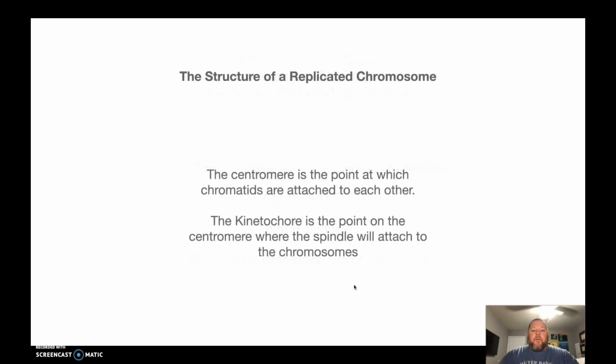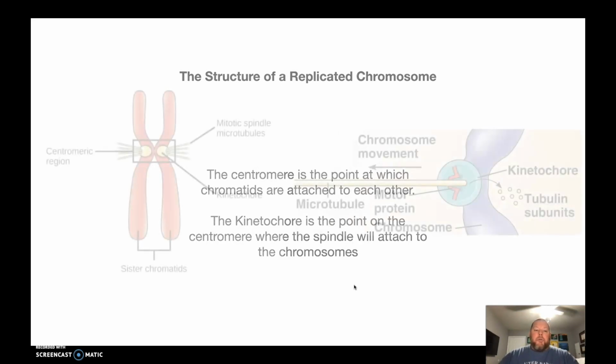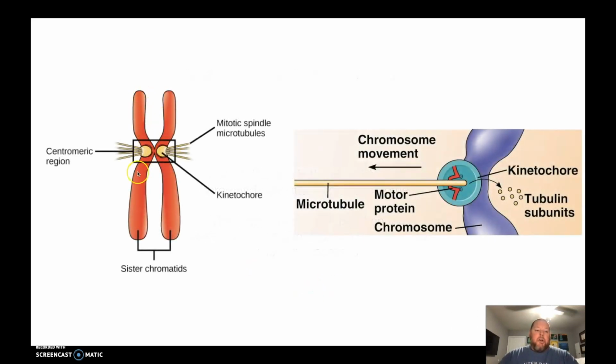Alright, so the structure of a replicated chromosome, you're going to have the centromere, the point at which the chromatids are attached to each other. And then the kinetochore is going to be the point on the centromere where the spindle fibers will attach to the chromosomes. And so here we see our two sister chromatids. Here is the centromere region, and here are some spindle fibers that are attached to the kinetochore.